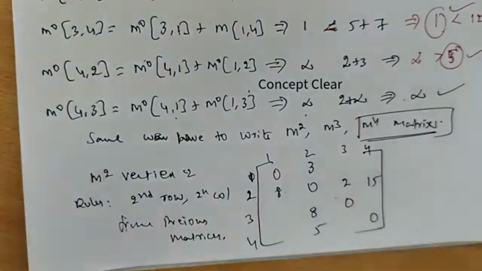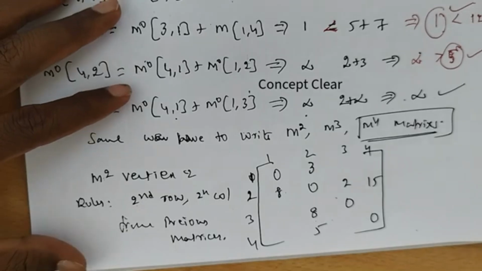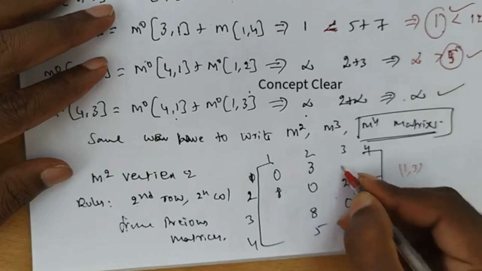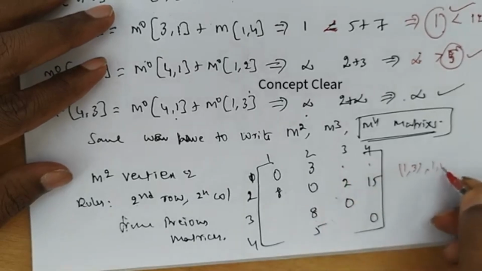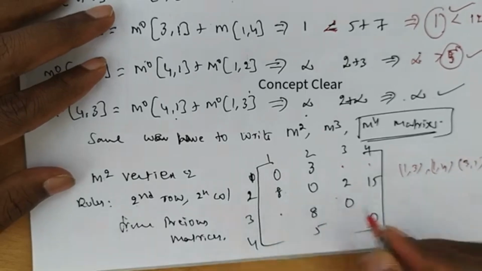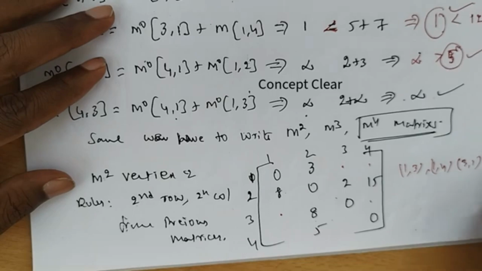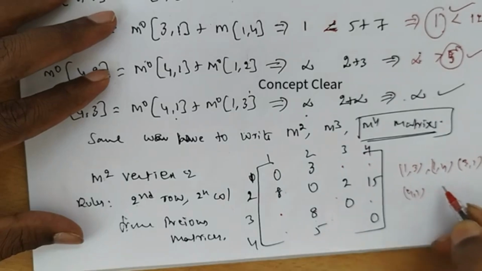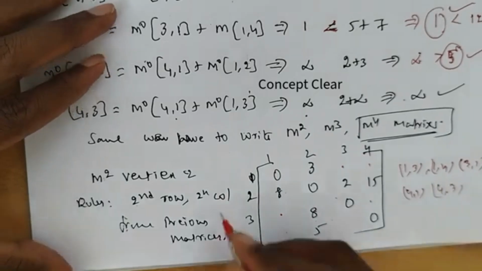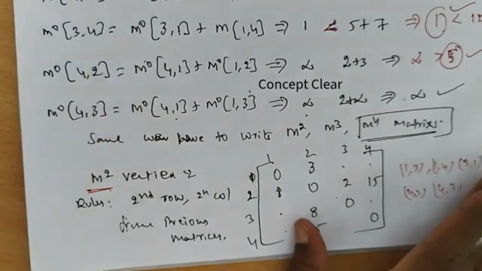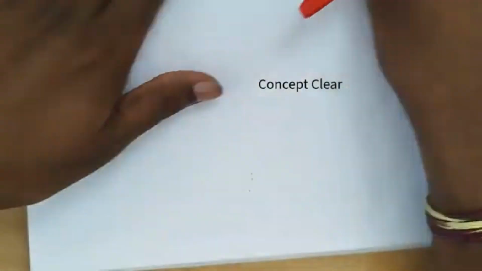Now the remaining elements we have to find out. We have to find out 1, 2, 3, and 1, 2, 4. Next 3, 2, 1, and 3, 2, 4, and as well as 4, 1, and 4, 3 for the M2 matrices. Okay, if you find these values, what will you get?